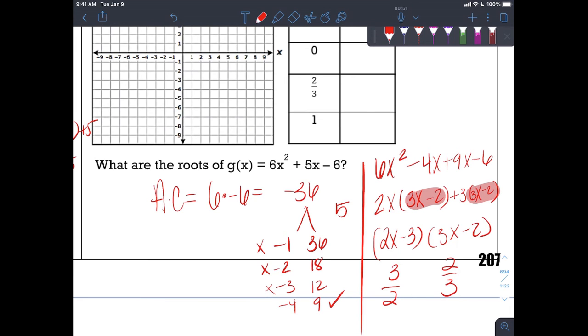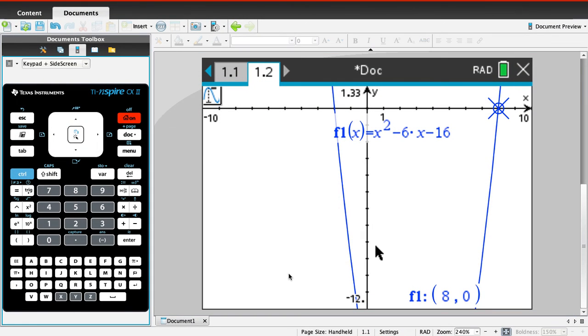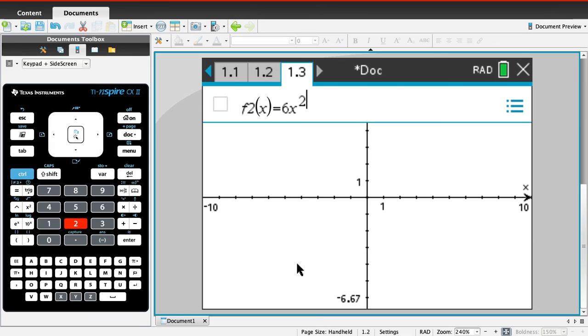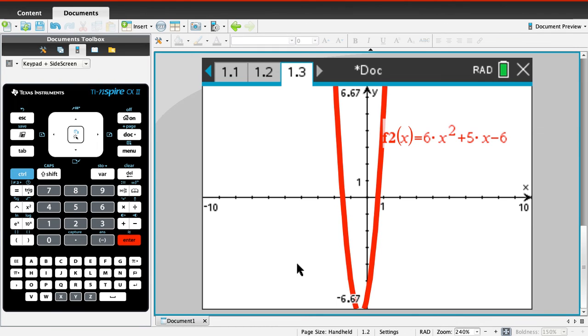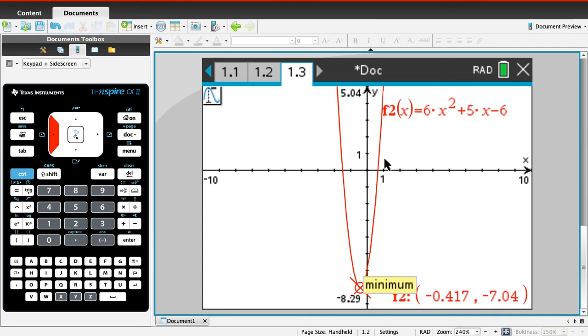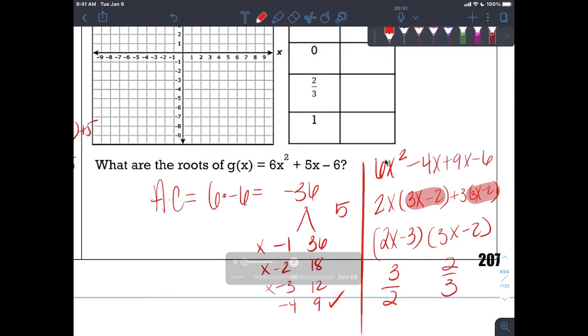Let's verify this by graphing it. So I'll go ahead and open up a new graph page. I'll type in my original equation. I'm going to go ahead and run my graph trace. So let's look for this. Negative. Oh, whoops, I made a mistake. Look at that.